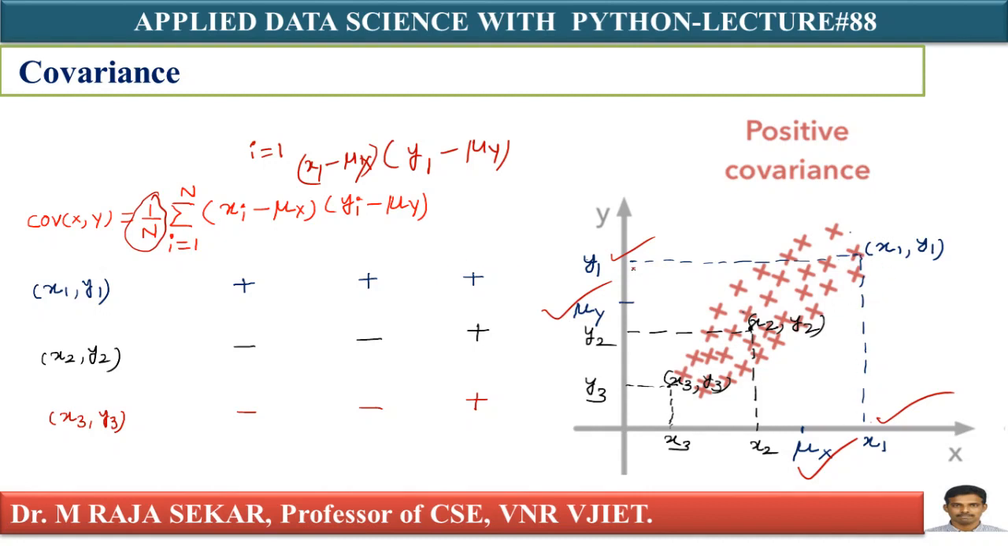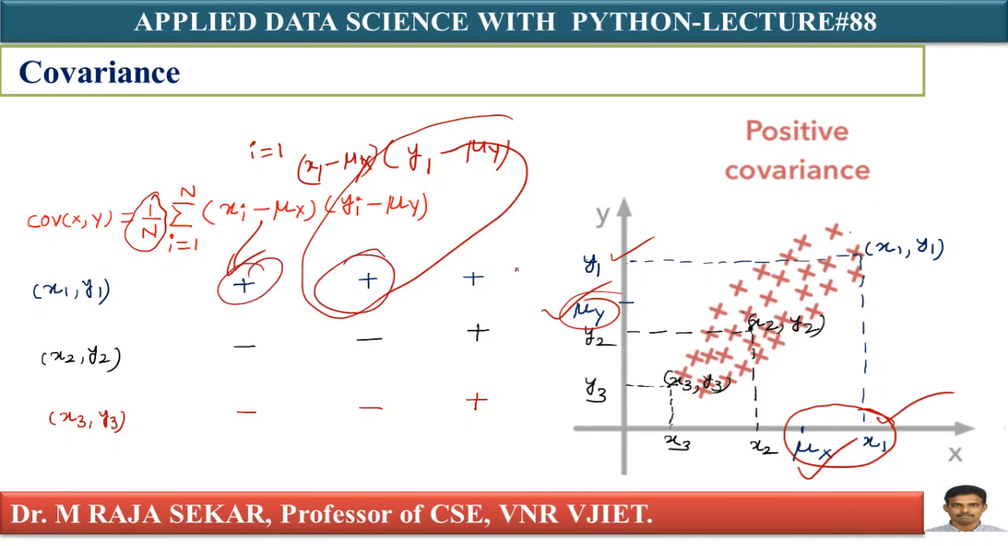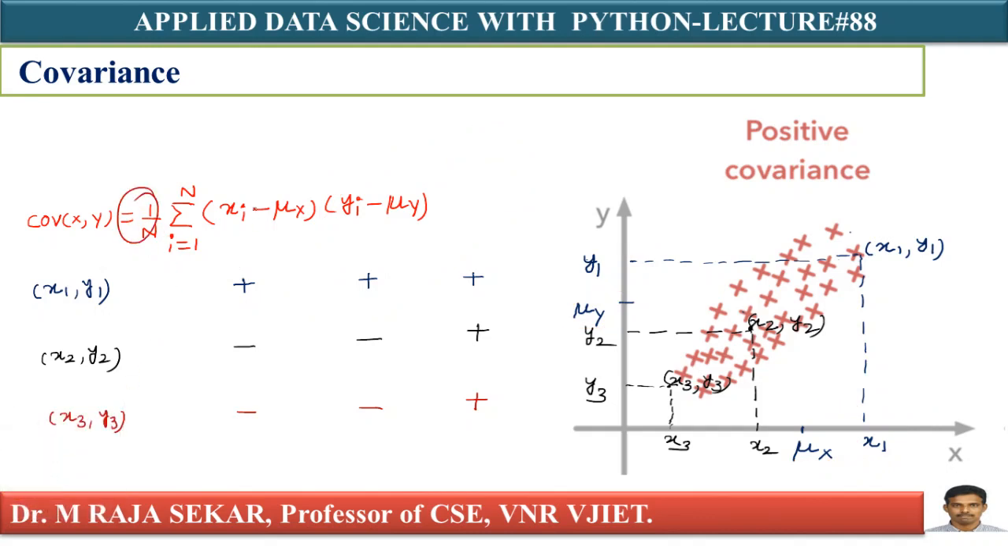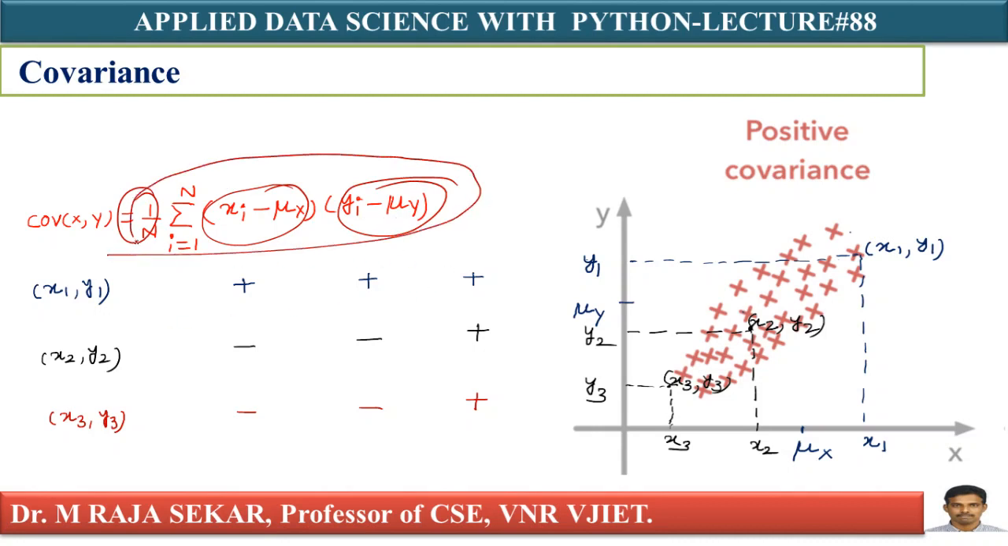Now what happens? x1, this is x1, this is y1. I need x1 minus mu of x. This is x1 minus mu of x, and it's a positive number. x1 is bigger than mu of x. Even y1 minus mu of y, y1 is bigger than mu of y, so it's positive. Positive into positive will always yield a positive result. What does it mean? 1 by n is positive, x1 minus mu of x is positive, y1 minus mu of y is also positive. This entire summation is positive, meaning at x1, y1 you are getting a positive value.